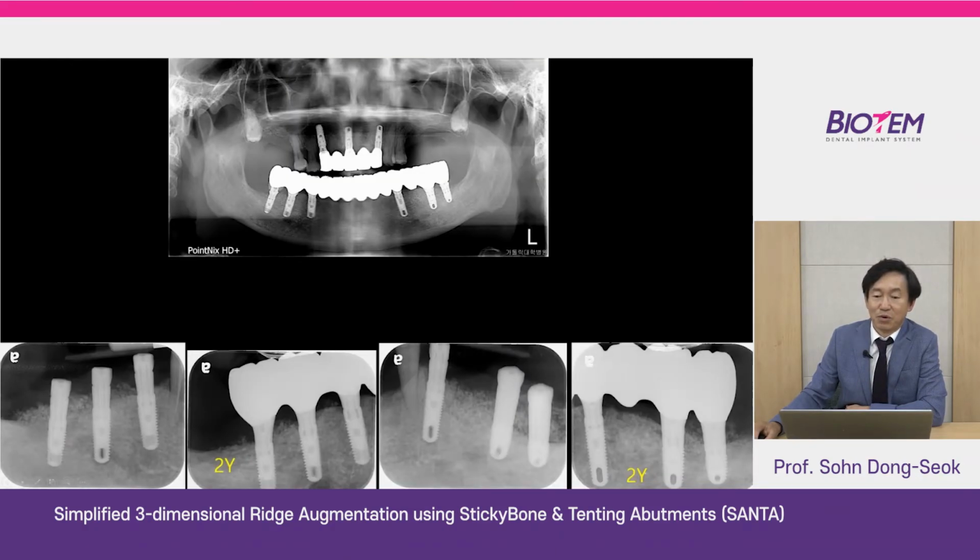This is post-op. This is the two-year loading on the right side. This is the post-op. This is the two-year loading on the left side. You can see the well-augmented alveolar ridge.